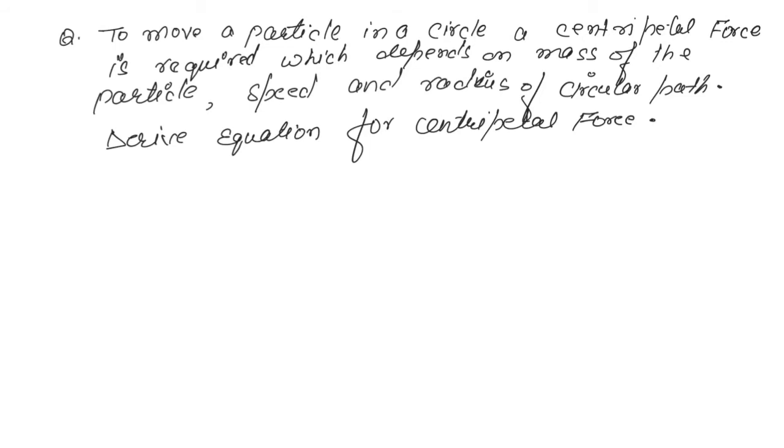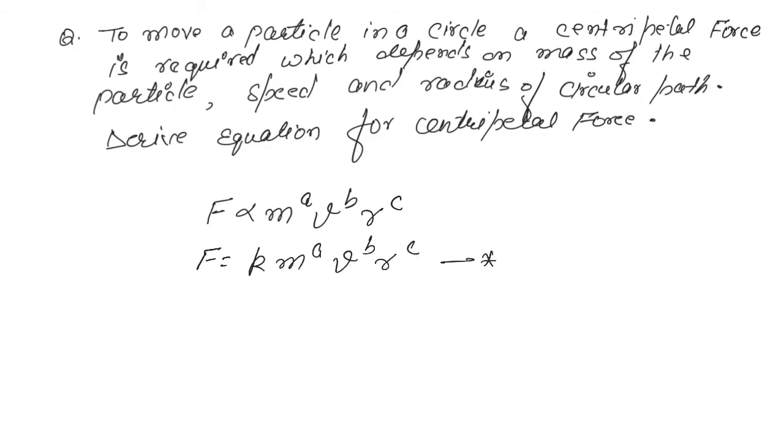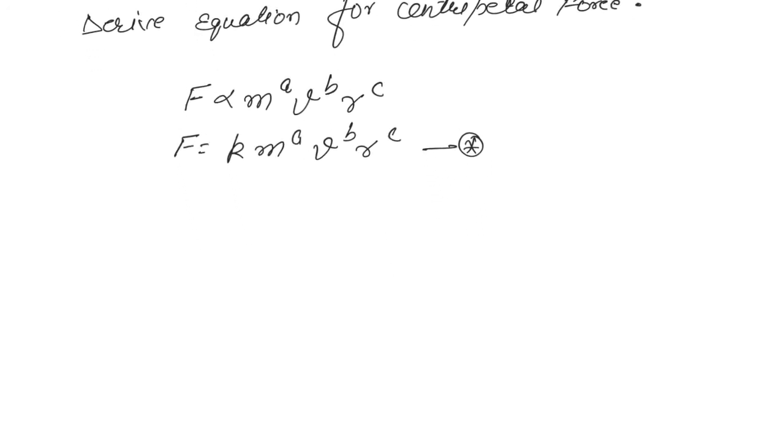So this time what we are finding? Force. Okay class. Number one, force depends on mass. So we can write mass raised to power A. Then what we have class? Speed. So we can write speed raised to power B. Then we have radius. We can say radius raised to power C. So F equals some constant M^A V^B R^C. This is our equation. Now we have to find A, B and C.